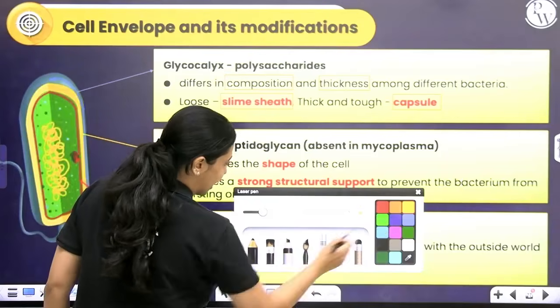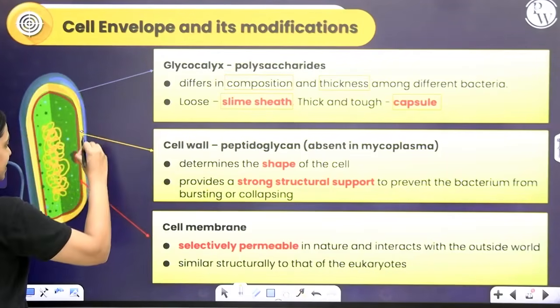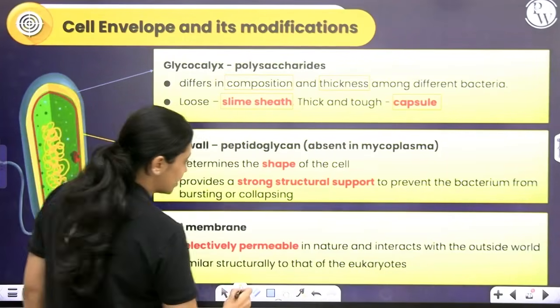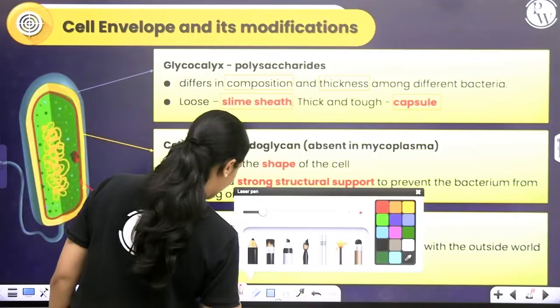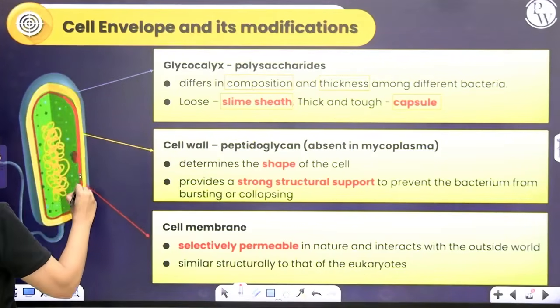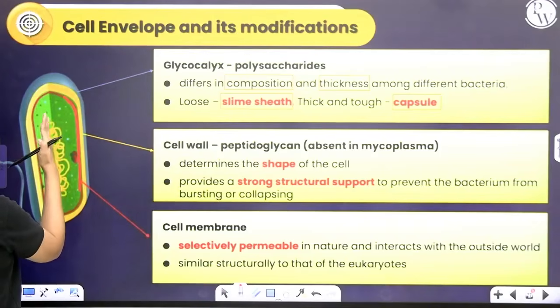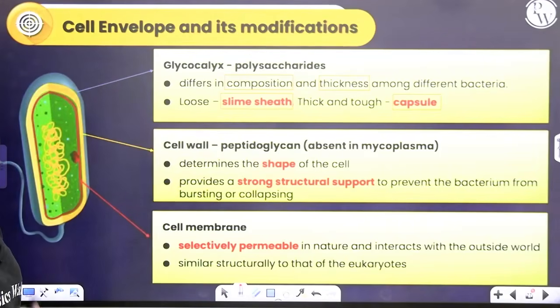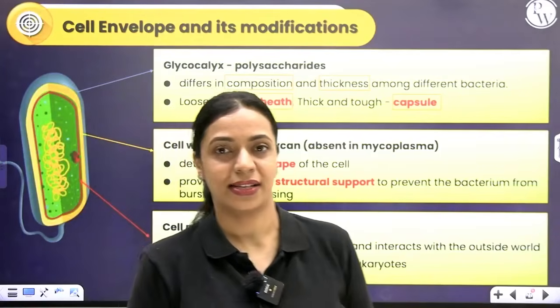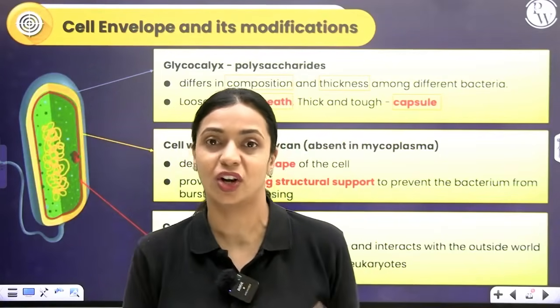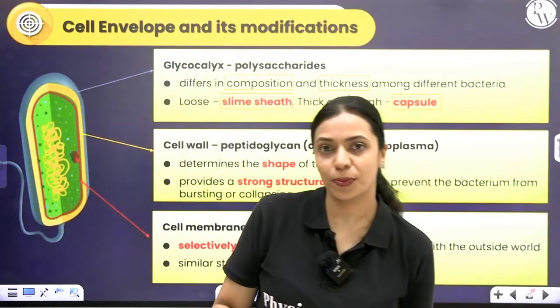Right inside that, you have the cell wall. Inside the cell wall, you have the plasma membrane. Right? Glycocalyx outside, cell wall middle, cell membrane inside or plasma membrane inside. What is the composition of glycocalyx? Generally, it's made up of polysaccharide. But which polysaccharide exactly? You cannot generalize it because in different groups, it is different.